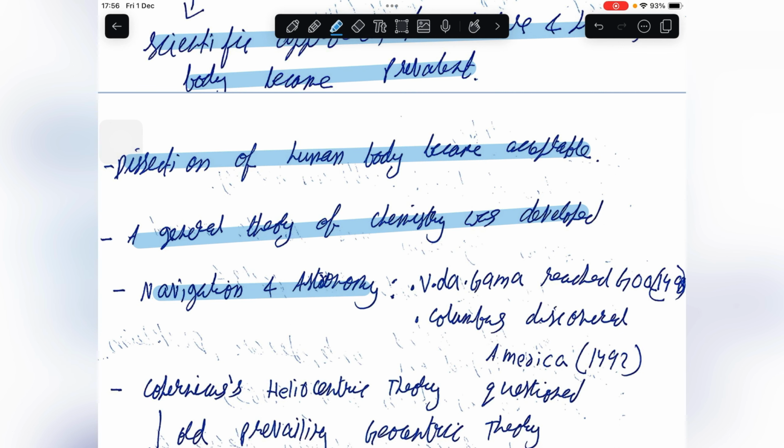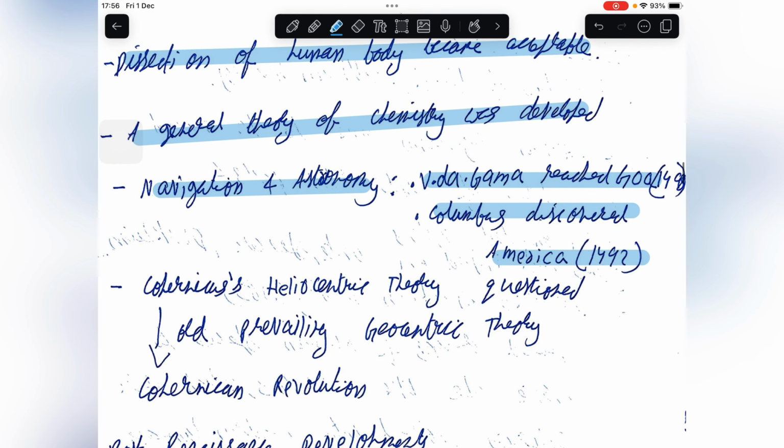Vasco da Gama reached Goa in 1498. Columbus discovered America in 1492. Copernicus's heliocentric theory questioned the prevailing view. As I said, a scientific theory questions its old authority, right? This is an example. Copernicus's heliocentric theory questioned the prevailing geocentric theory. This is basically known as the Copernican revolution.